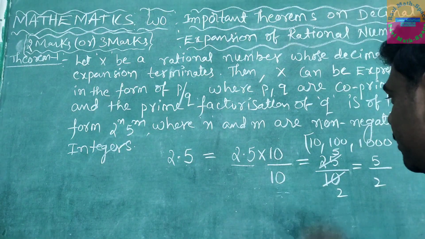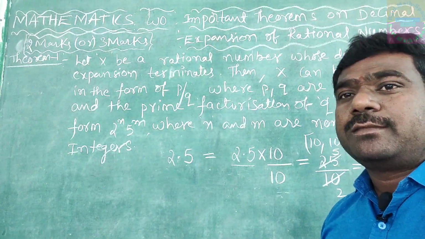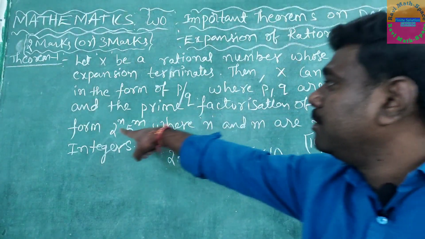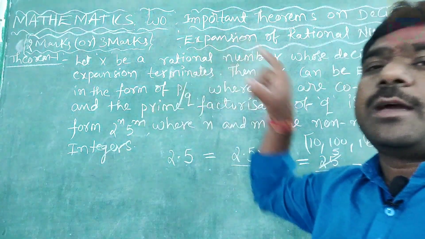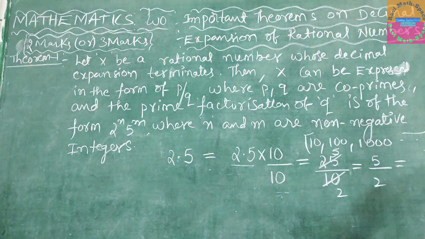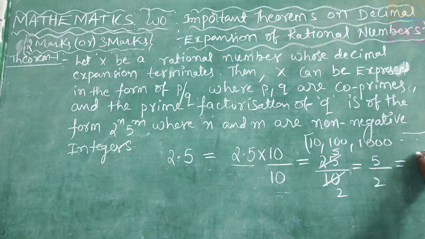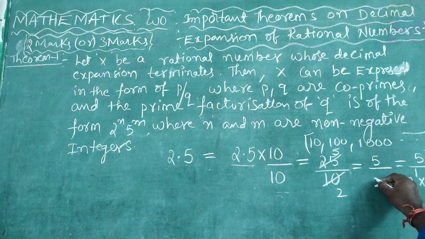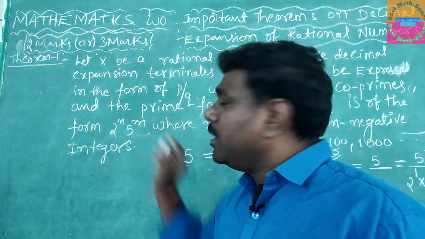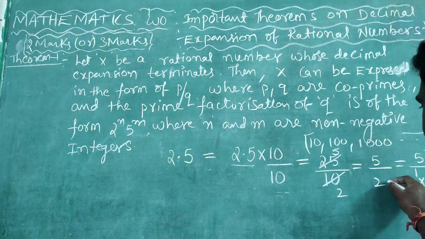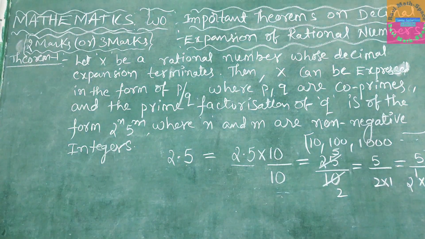Next one. The prime factorization of Q is of the form 2 power n into 5 power m. Now see here, already there is a 2. So the denominator is of the form, how is it? 2 power 1 into 5 power m. Actually the condition here is that 2 power n is there, and the 5s are 5 power m. So the 2 I can write as 2 into 1.